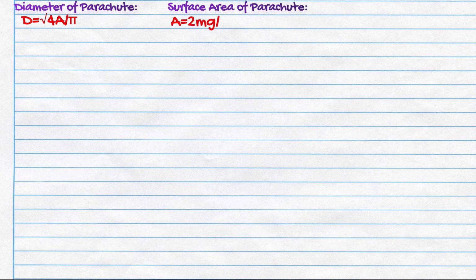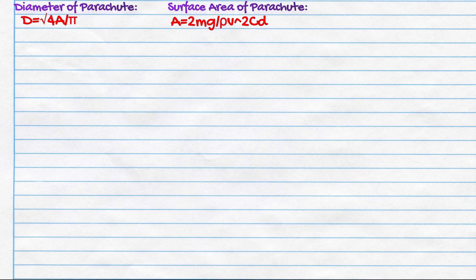To answer the question, we need ultimately one thing, and that's the required diameter and/or radius of a parachute. The equation for the diameter of the parachute is D equals square root of 4A over pi, A being the area of the parachute itself. And to solve for A, we use the equation A equals 2mg over rho v squared.